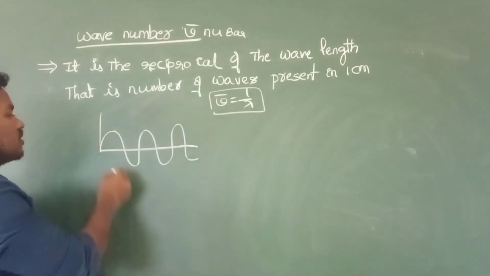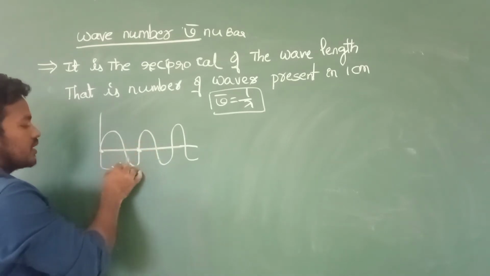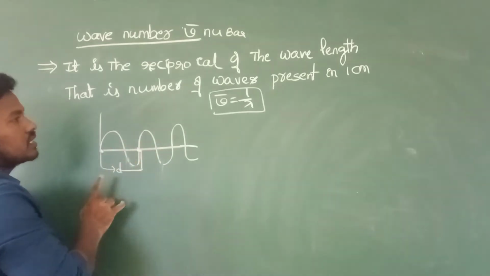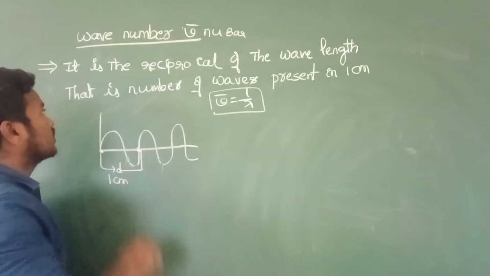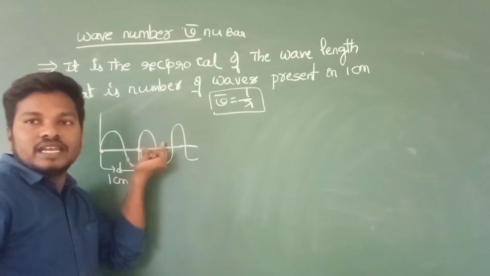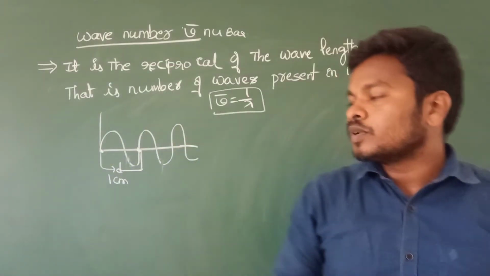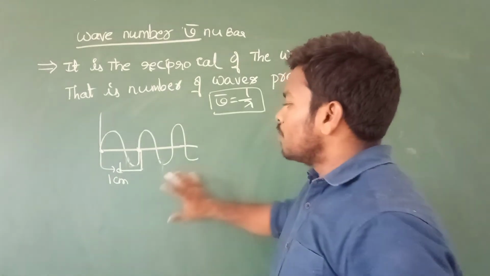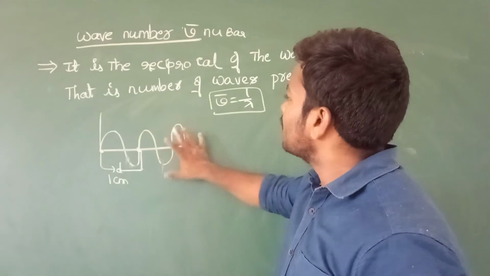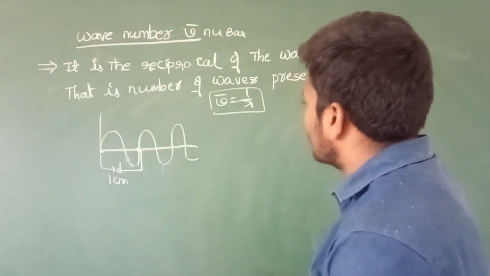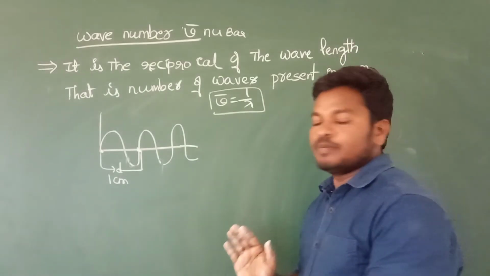In a given centimeter, for example, from here to here, the distance D, I am taking in centimeters. For example, this is like 1 centimeter. In this centimeter, how many waves are present? The number of waves will also change from place to place, but in a given distance, how many waves are there? That is what we are modifying. It is the number of waves present in 1 centimeter.